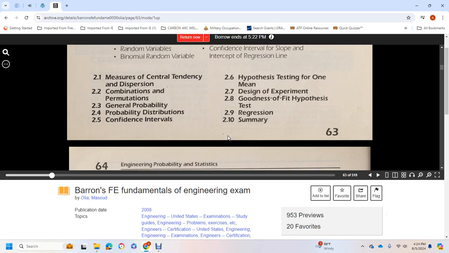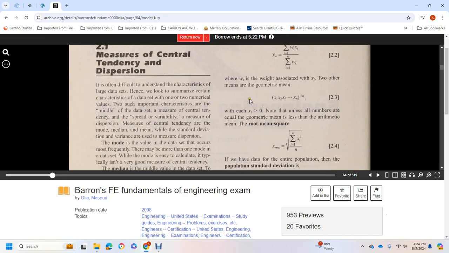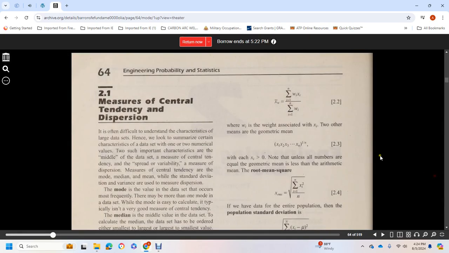Alright, now we're going to go over 2.1: measures of central tendency and dispersion, combinations, permutations, general probability distributions, confidence intervals, hypothesis testing for 1 mean, design of experiment, goodness of fit hypothesis test, regression, and summary. Alright, measures of central tendency and dispersion.